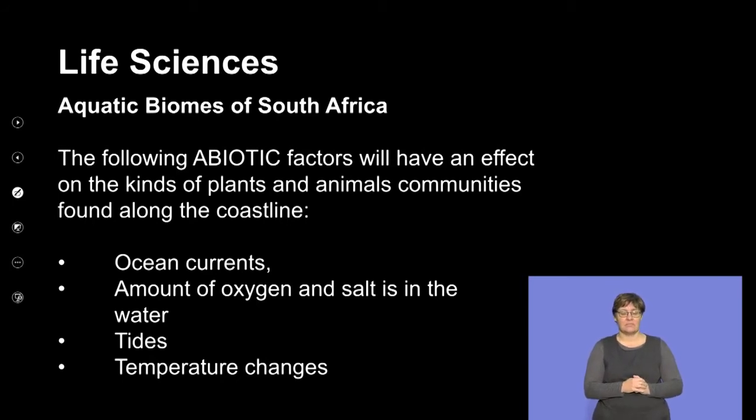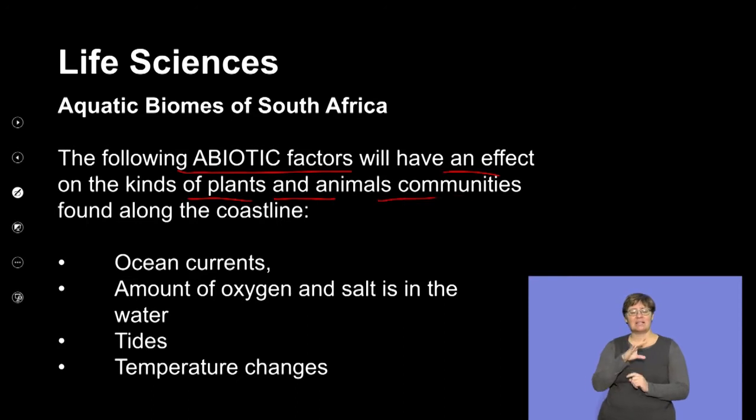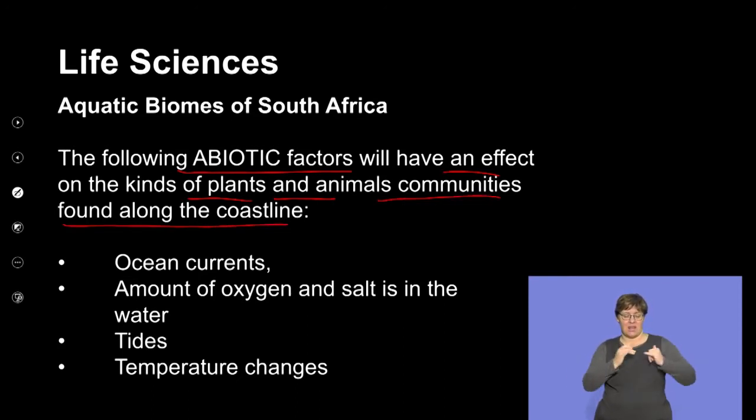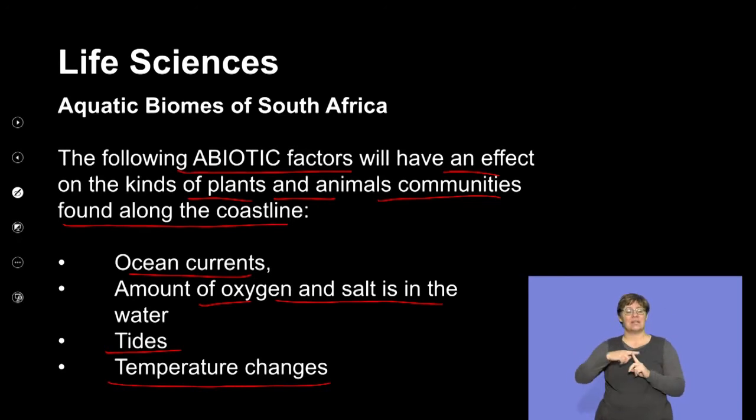When we look at the aquatic biomes, it's important that we look at the abiotic factors and how these have an effect on the kinds of plants and animals and communities that are found along these coastlines. So what influences these would be the ocean currents, the amount of oxygen and salt in the water, the tides that are experienced, as well as the temperature changes. And so all of these factors influence the types of plants as well as marine organisms found in those areas.